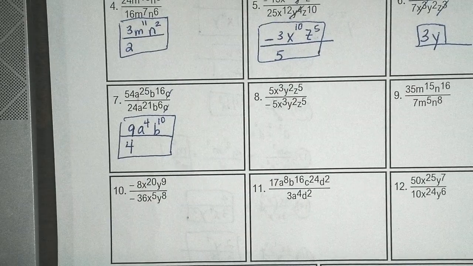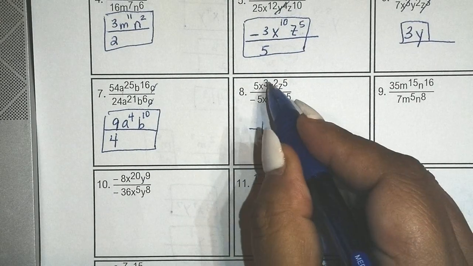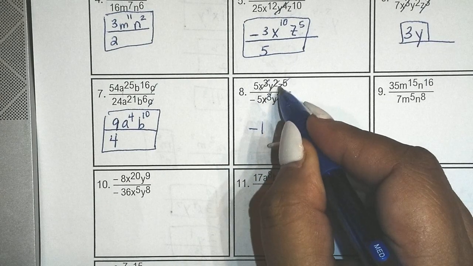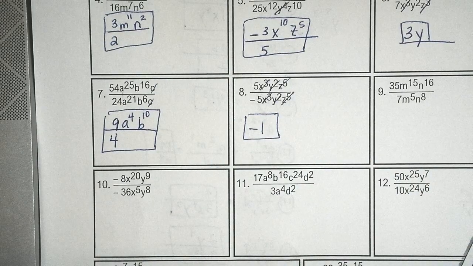All right, let's look at number 8. 5 divided by -5 is a -1. I have the same x's on the top as I do on the bottom, same y's, and same z's. So my answer is just going to be a -1.